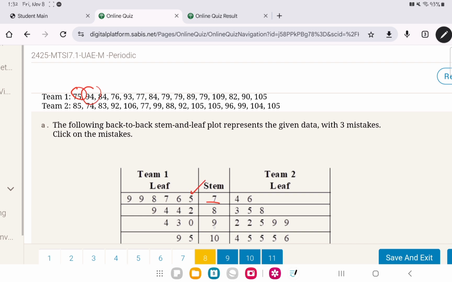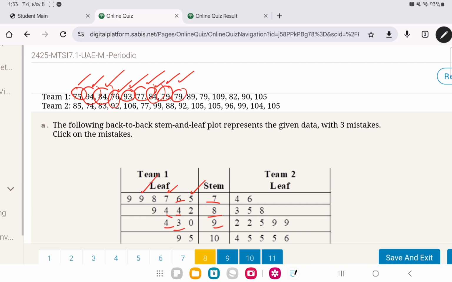94, 9 and 4, correct. Okay? 84, you have 8 and 4. So it is correct. 76, you have 7 and 6, so it is also then correct. 93, you have 9 and 3, it's also correct. 77, you have 7 and 7, it is also correct. 84, you have 8 and 4 again, yes, it is also correct. 79, you have 7 and 9, correct.